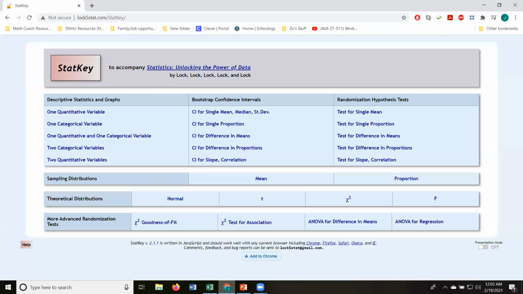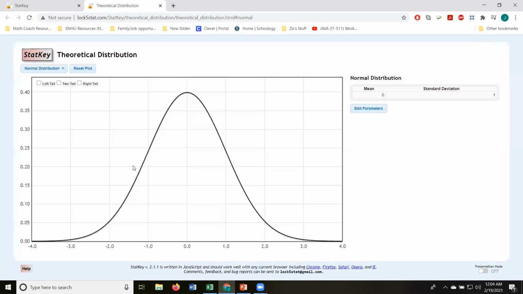But look at this cool visual thing that I want to show you so that you understand. And this is utilizing a program called StatKey from lock5stat.com. And I want us to look at the normal distribution versus the t distribution and just kind of see what happens. It draws it much better than me, first of all. I mentioned technology does this better. If we look at this, it asks us, well, what's our mean and what's our standard deviation? Well, in actuality, we're not changing those. You don't need to change those. We can leave those alone.